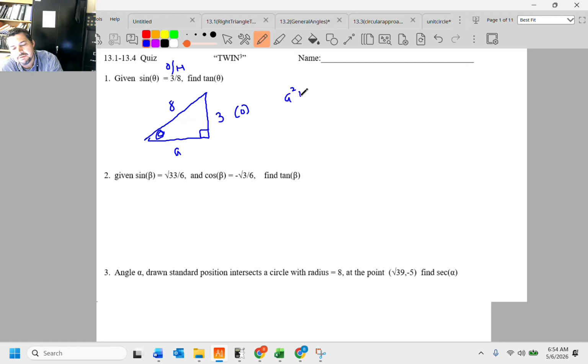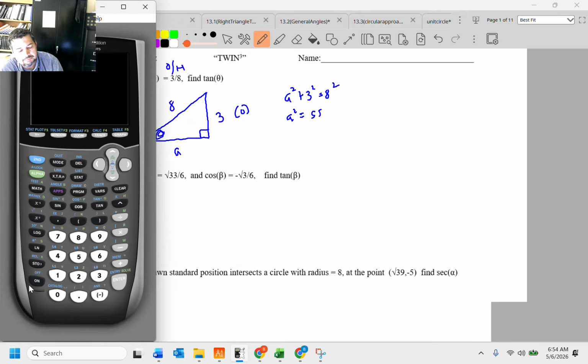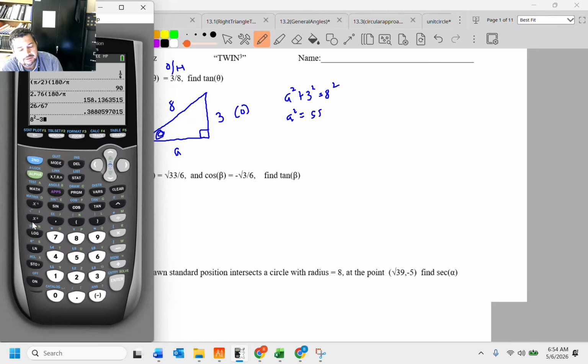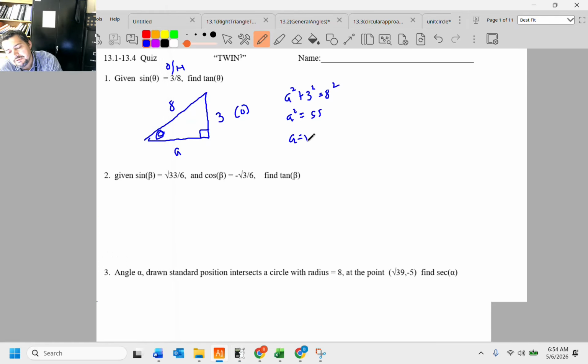It says a squared plus 3 squared is 8 squared. Of course, 8 squared is 64, 3 squared is 9, 64 minus 9, I'm pretty sure is 55. I know you don't believe me, but let's check, because it is early in the morning. 8 squared minus 3 squared, I bet it's 55. And it is. That means that a is simply the root of 55.